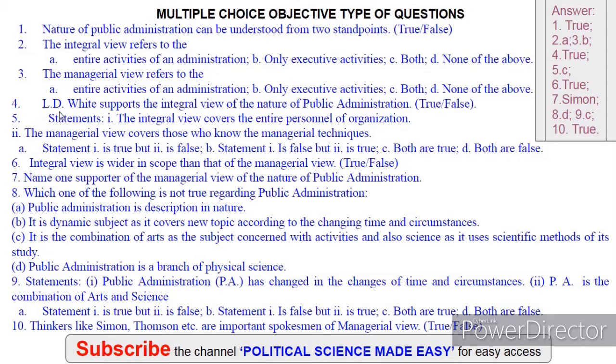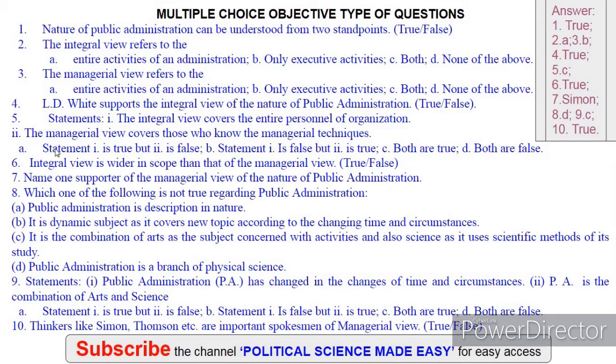Question number four, L.D. White supports the integral view of the nature of public administration. Yes, it is true. Then in number five, two statements are given. Statement one, the integral view covers the entire personnel of an organization. Statement two, the managerial view covers those who know the managerial techniques.